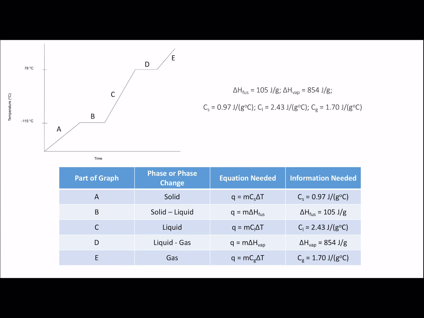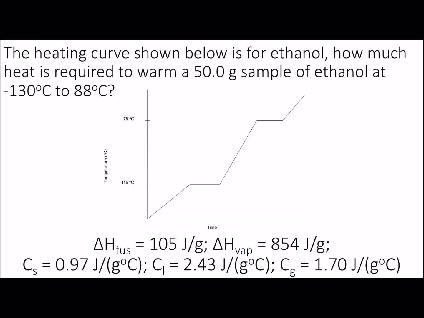So let's jump in. I'm basically going to do this section by section. Let's go back and look at the problem given to us. We see that we're starting out at negative 130 degrees Celsius, which is going to be roughly down here on the graph. And where are we wanting to go? They're having us go to 88 degrees Celsius, which is going to be somewhere up here on the graph. So basically we have to do a calculation for section A, section B, section C, section D, and also section E. I'm going to do this step by step.